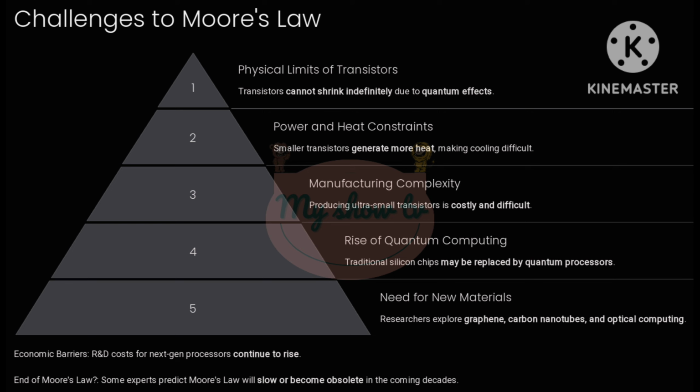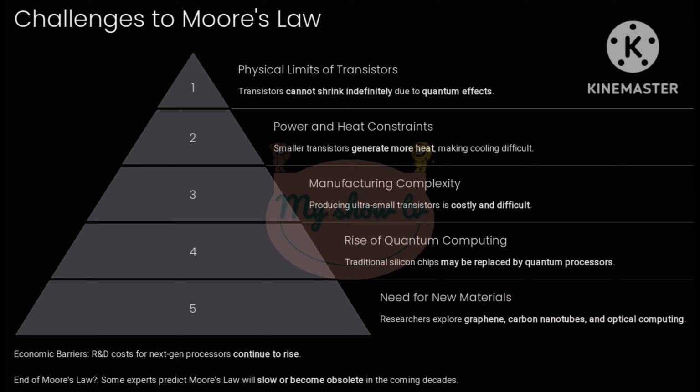4. Rise of quantum computing. Instead of traditional transistors, quantum computers use qubits to perform computations exponentially faster. Companies like IBM and Google are leading in quantum research. 5. Need for new materials. Silicon-based transistors may soon reach their limit. Research is exploring graphene, carbon nanotubes, and photonic computing as alternatives.